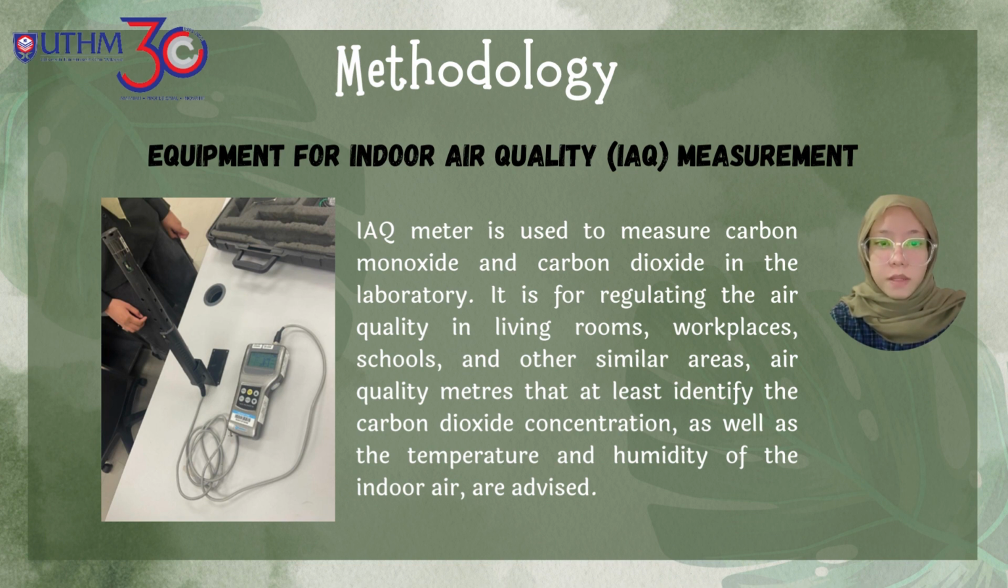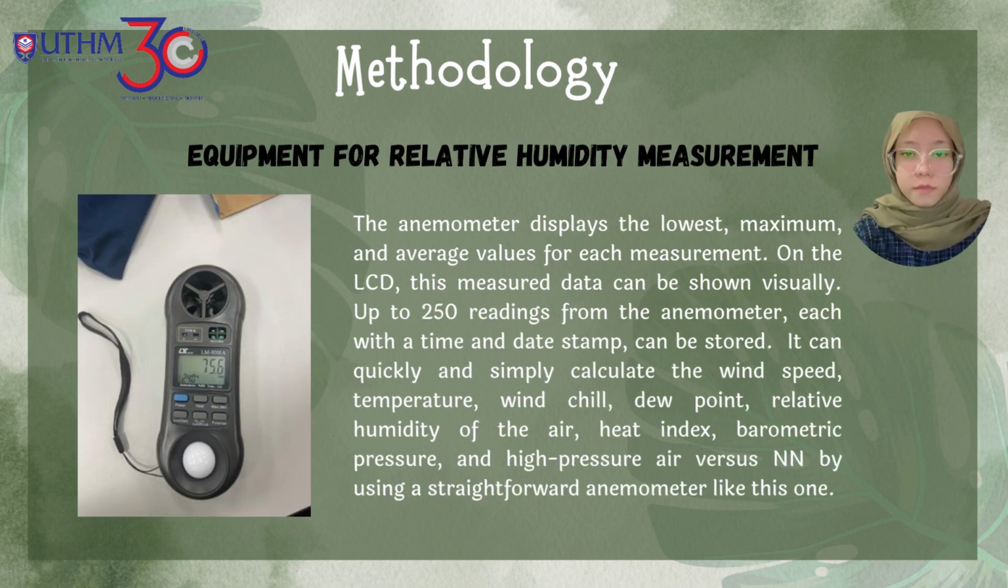Air quality meters that at least identify the carbon monoxide concentration as well as the temperature and humidity of the indoor air are advised. Equipment for relative humidity measurement. The anemometer displays the lowest, maximum, and average value for each measurement. On the LCD, this measured data can be shown visually.